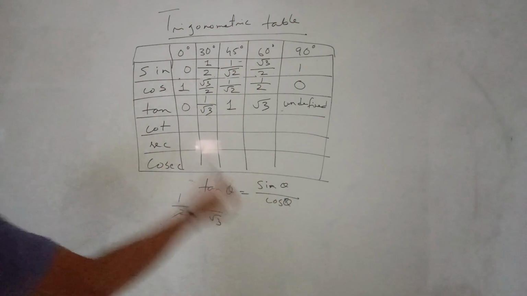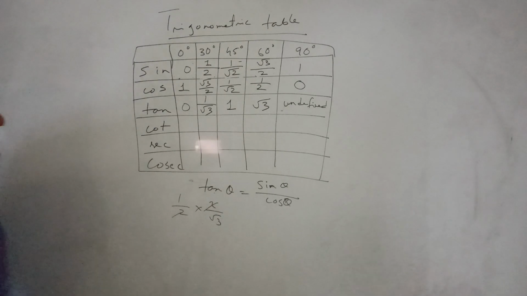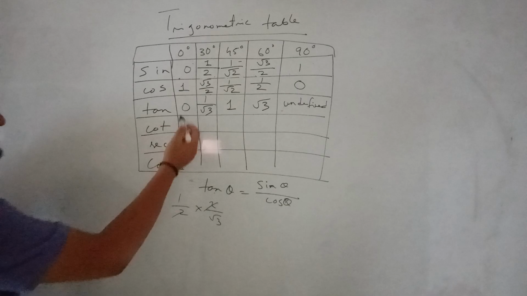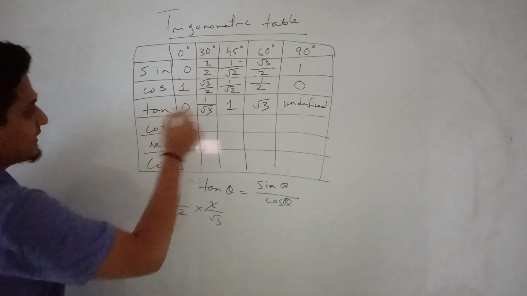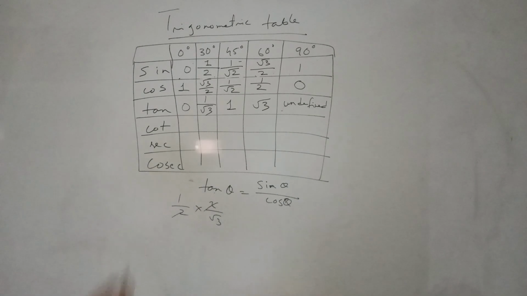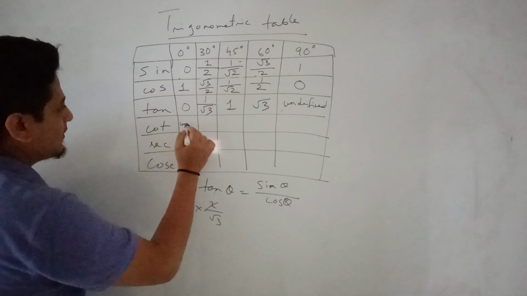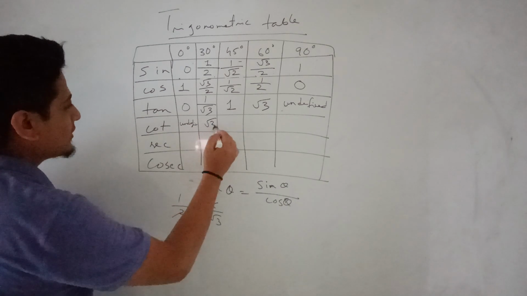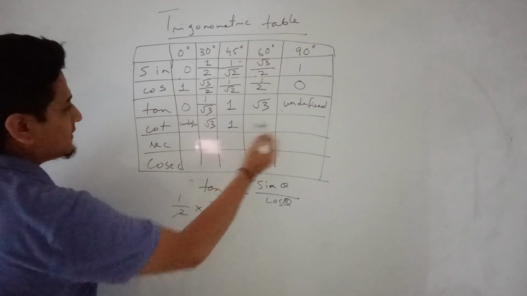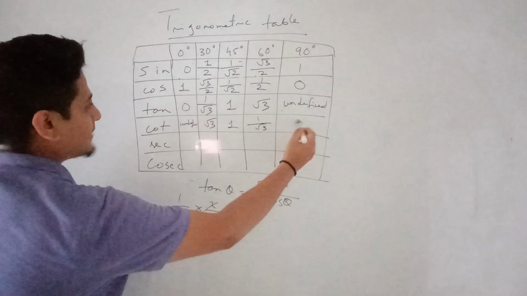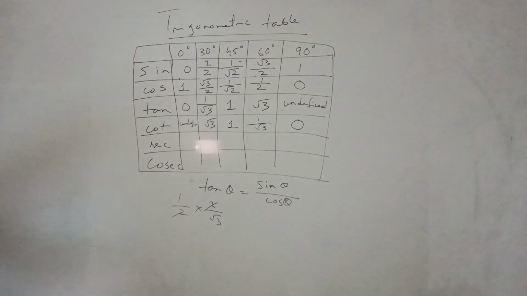Okay, and for cot, if for tan it is sine by cos, for cot it is 1 divided by tan. Just take the reciprocal of this tan. So 1 divided by 0 will become undefined. 1 divided by 1 by root 3 will become root 3. 1 divided by 1 is 1. 1 divided by root 3 is 1 by root 3. And 1 divided by undefined will become 0.